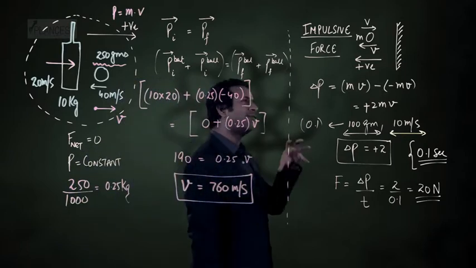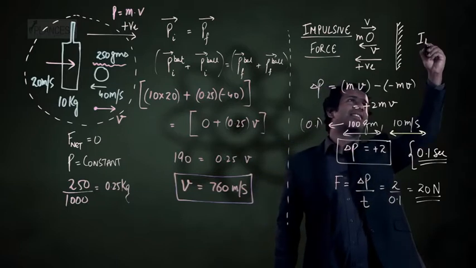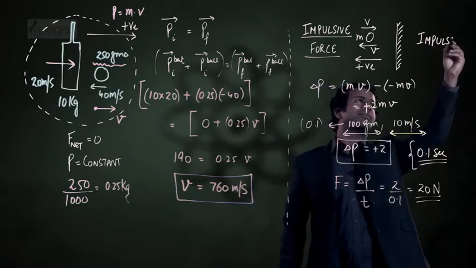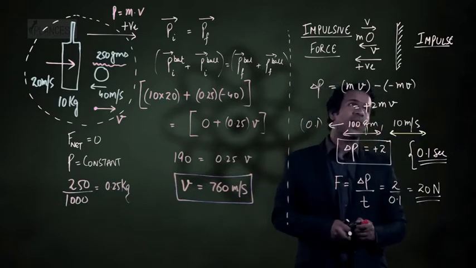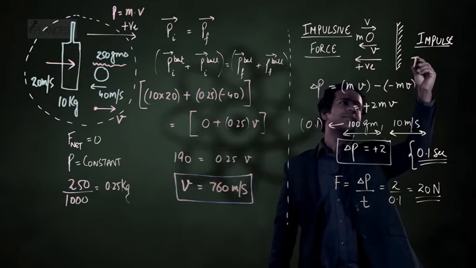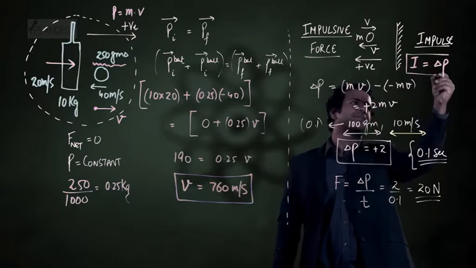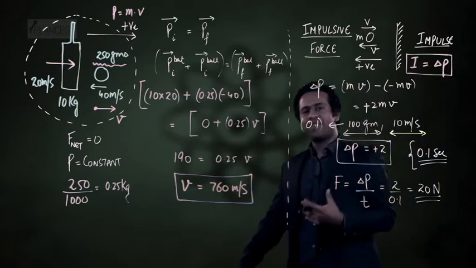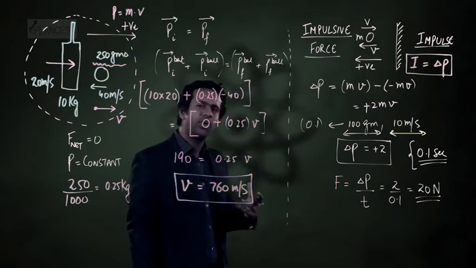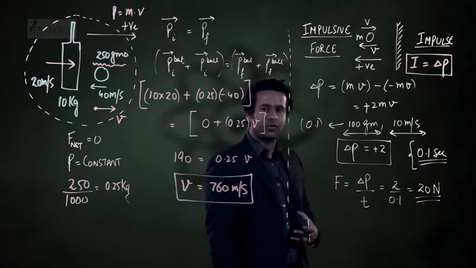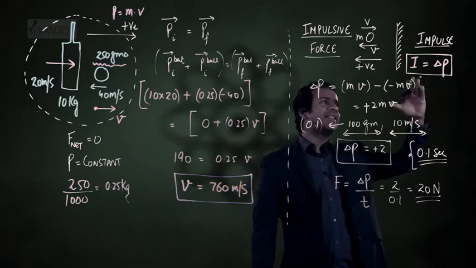So for impulsive forces, we define a quantity which is called impulse. An impulse, which we will denote by I, is nothing but the change in momentum. So impulse is defined as change in momentum. So you can define impulse for any force, but we talk about impulse only in cases when the force acts for a very small interval of time, right? So impulse is change in momentum.